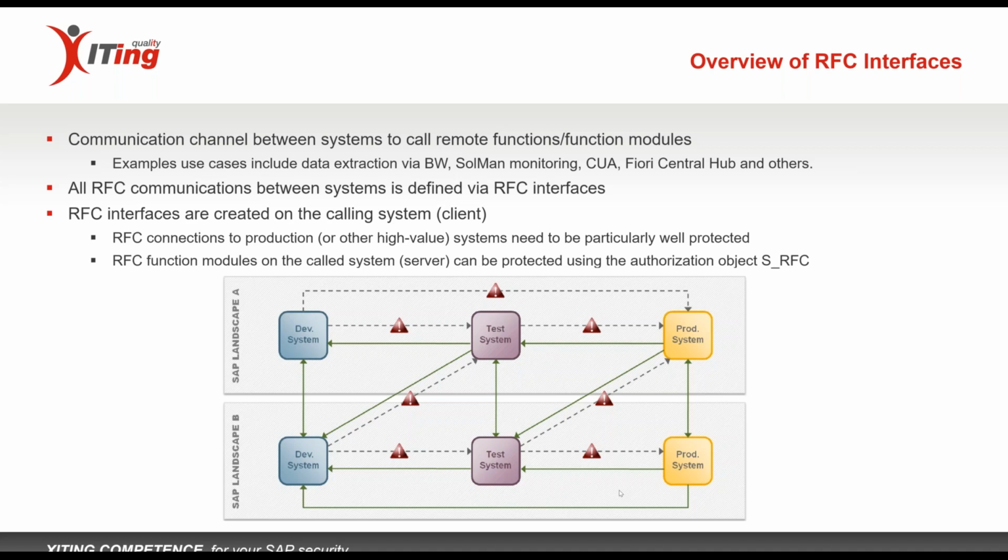And then you can analyze the RFC destinations which point to these productive systems, because these are the ones shown here with these arrows. These are RFC destinations which need to be more secure than maybe RFC destinations which point from a production system to a test system or from a production system to a development system. These are maybe the RFC destinations which are not that important, but you will need to identify them. So this is the overview of the RFC interface or RFC architecture.